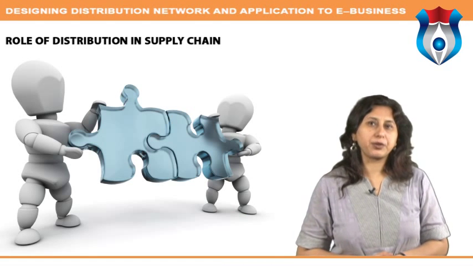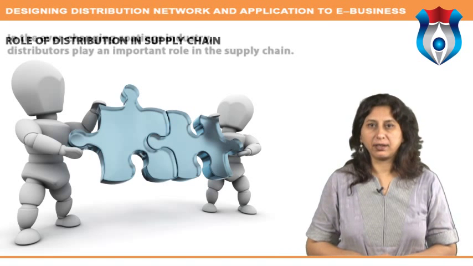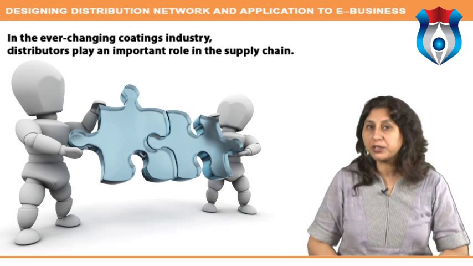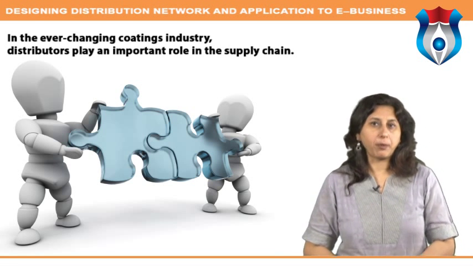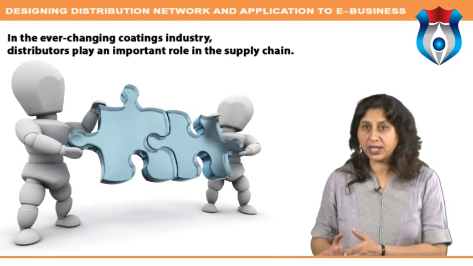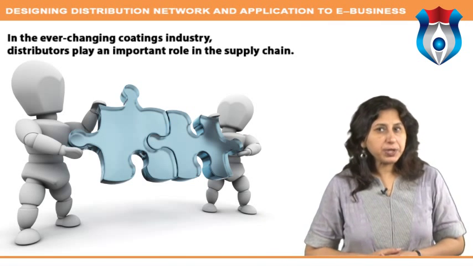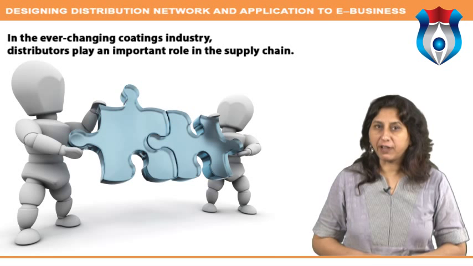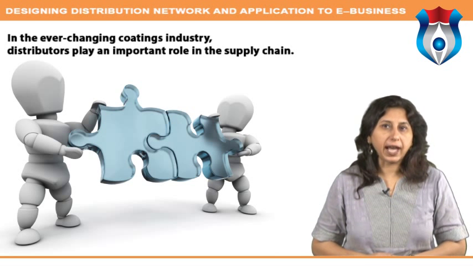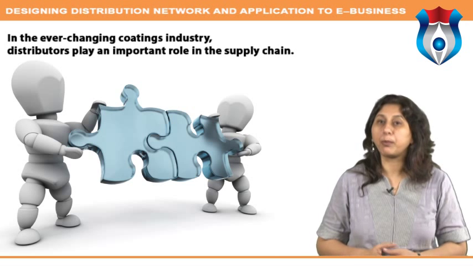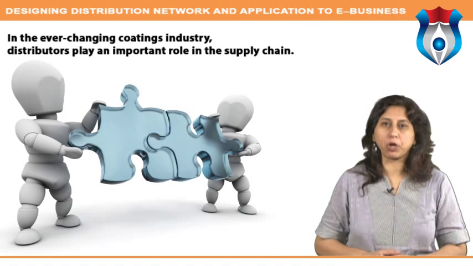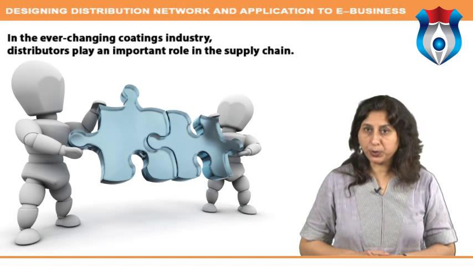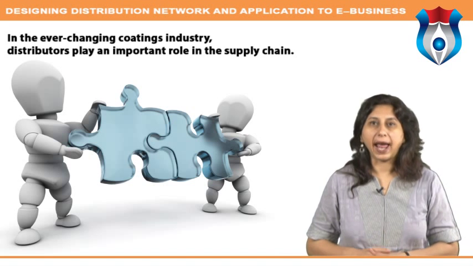Let us now discuss the role of distribution in supply chain. In the ever-changing coatings industry, distributors play an important role in the supply chain. From just-in-time procurement strategies to risk management, distributors can bring real value to customers. In today's economic environment, distributors are being relied on heavily as our customers are more likely to order smaller volumes of products on a more frequent basis. Established partnerships with distributors provide for continuity and trust of supply.